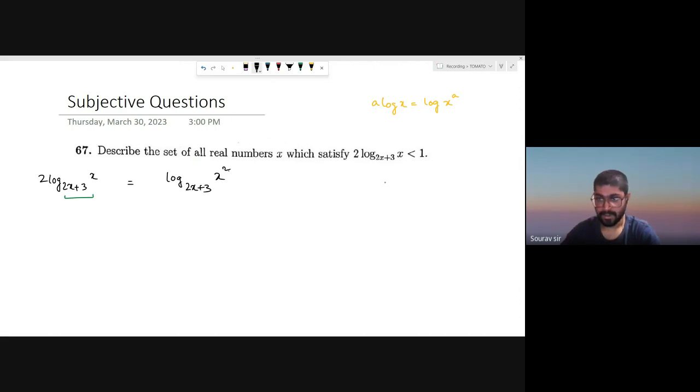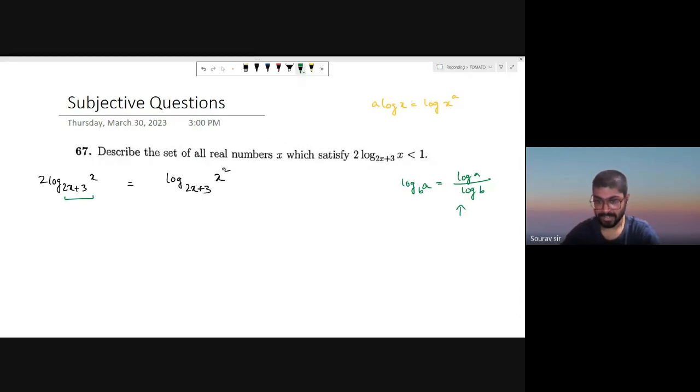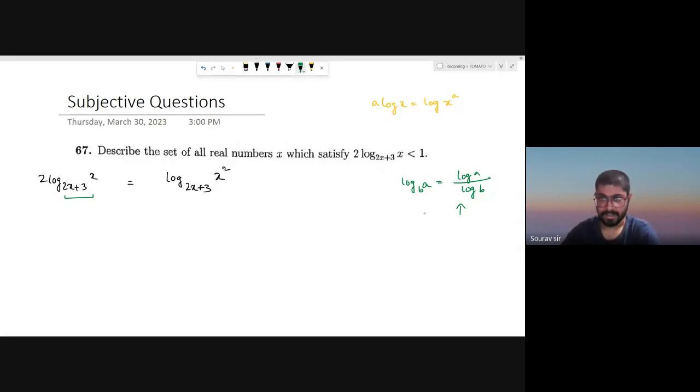Now you remember this property which said that log b base a equals log a by log b. So on this side, the base is not relevant, right? Because whatever base you take, they're going to cancel out. You can assume that it's base 10, it can be base e, no problem. So we're going to write this as log x squared by log 2x plus 3.